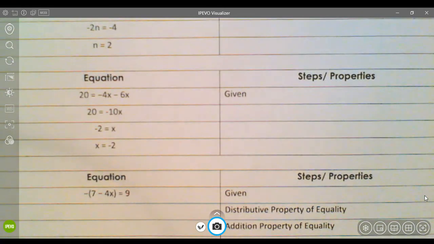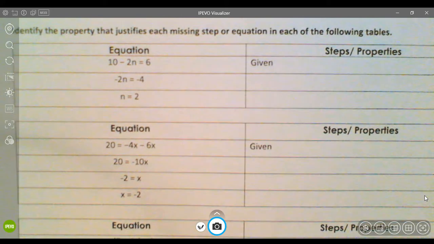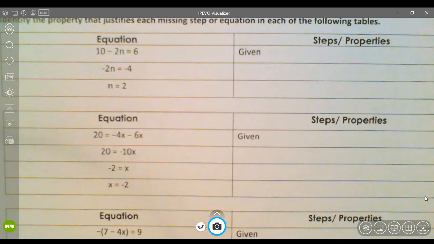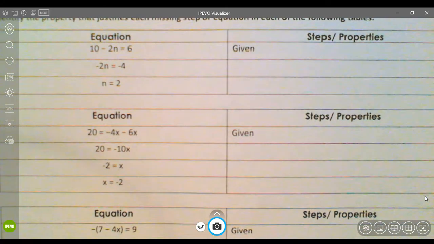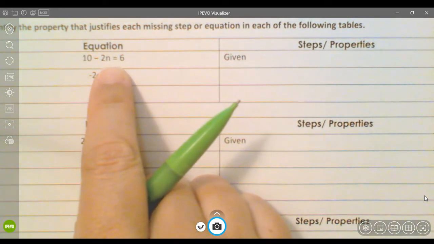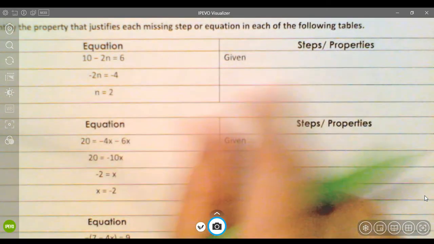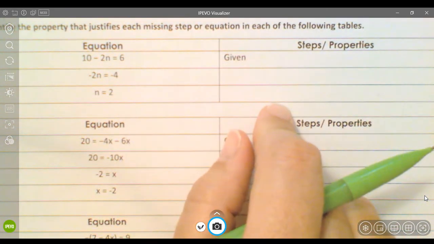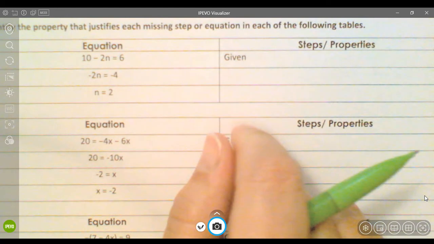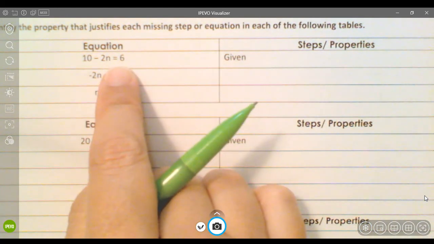Okay, so identify the property that justifies each missing step in each of the following tables. Okay, so let's look at this first one. 10 minus 2n equals 6. That's given to me. Oh, and by the way, y'all, we're setting you up here for geometry. Ask your friends. They'll tell you. Okay, so 10 minus 2n equals 6.